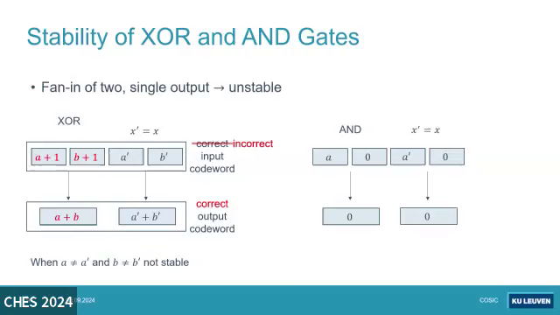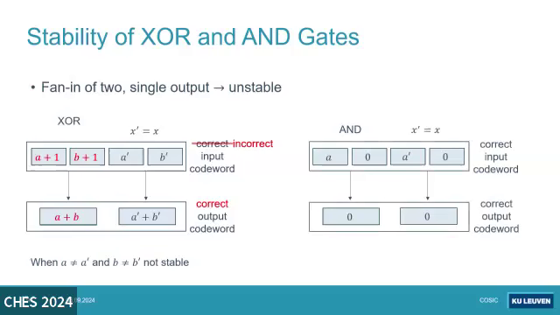A prime is equal to A. And input code word is correct, output code word is correct. And now we inject a fault to A, and A becomes A plus 1. And now the input code word is not correct anymore because this is not equal to A prime. But the output is still 0 because the second input was 0. So the output code word is still correct, which means if there's a fault injected to A or B, and the other input is 0, then the fault is not going to be propagated to the output.